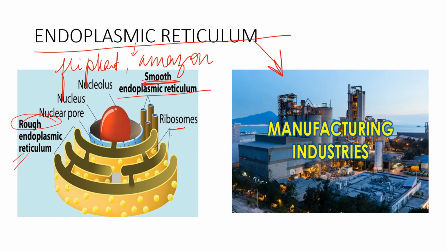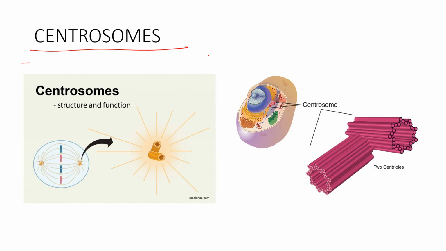The smooth ER does not have ribosomes. So I told you, how does the word smooth come? Because the ribosomes are not present. Ribosomes synthesize protein. So in the endoplasmic reticulum, protein is synthesized with the help of ribosomes, and then when proteins are made, they need to be transported to other parts of the cell. This is also done by the endoplasmic reticulum. Understood? Done.